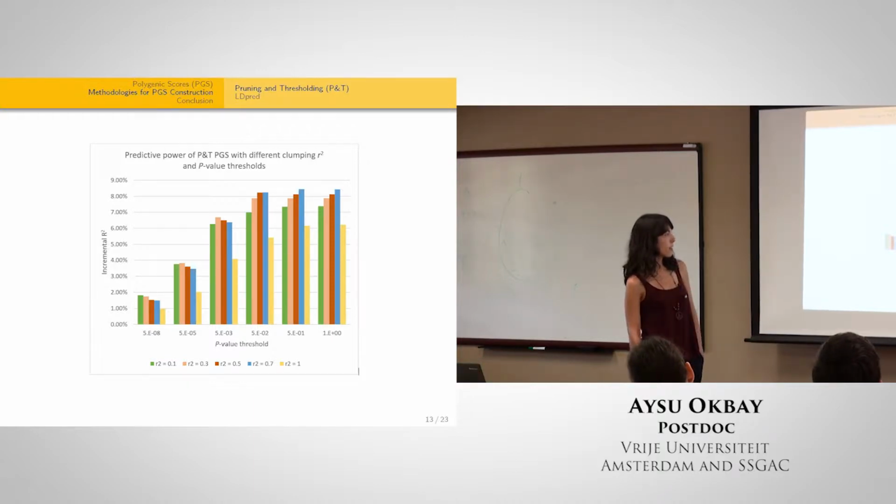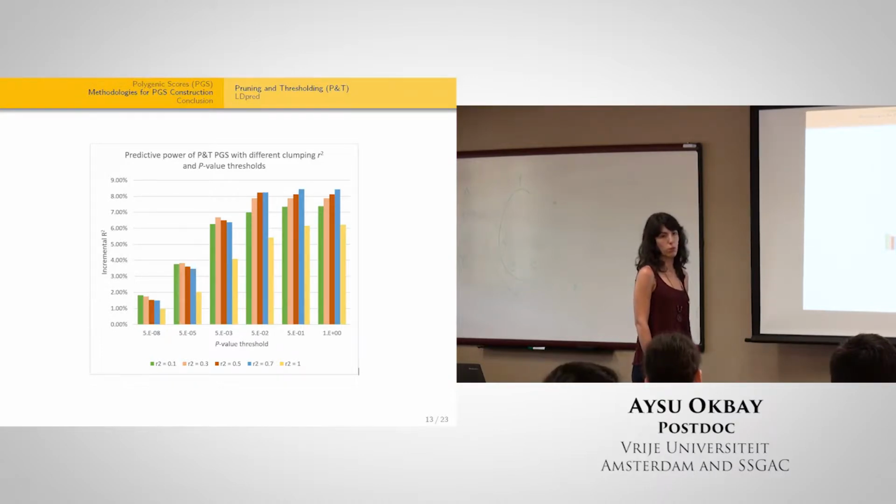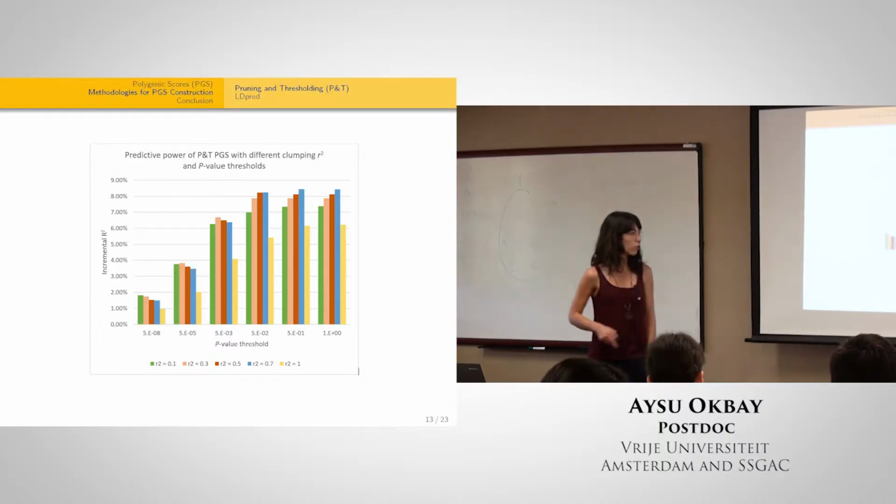So as you can see here, yellow is the worst. If you don't do any clumping, if you double count everything, it's going to do much worse than some clumping. And still, R square equal to 0.1 is not doing that well compared to the others either. Then you're dropping too much information, you're dropping too many SNPs. So something in between is usually good.